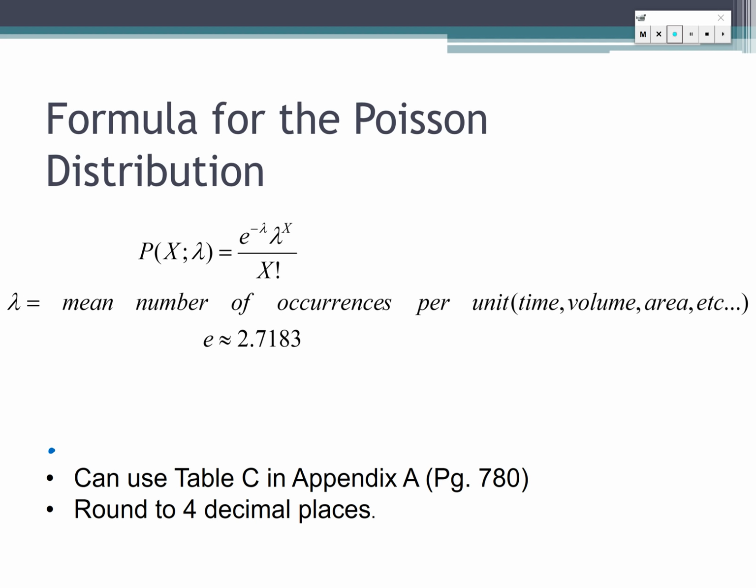For the Poisson distribution, aside from just entering the formula into your calculator, substituting in all the correct values for your variables, there is a calculator shortcut you can find on page 300. It's super similar to the binomial distribution. And then there's also table C in appendix A, which is on page 780. So just like with the binomial distribution, you have a couple different options if you don't want to just have to plug and chug in the formula.